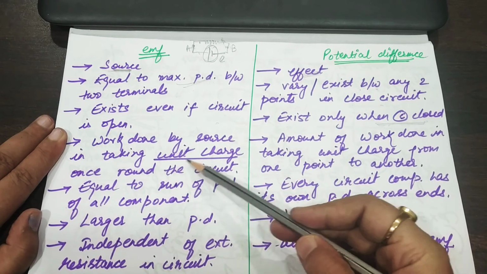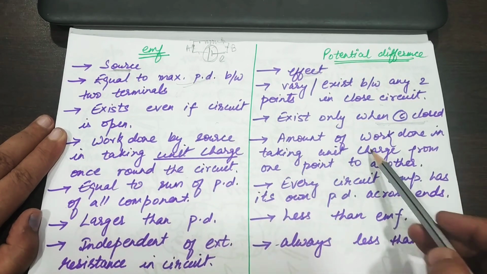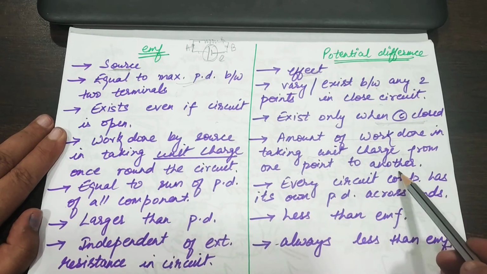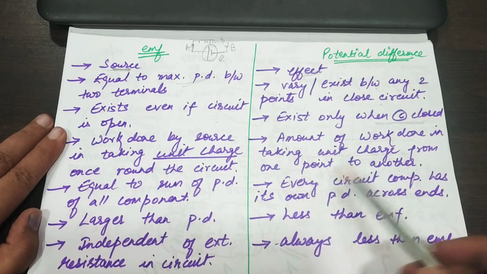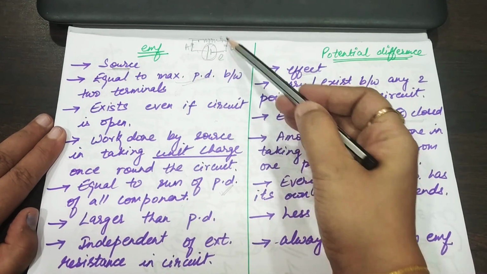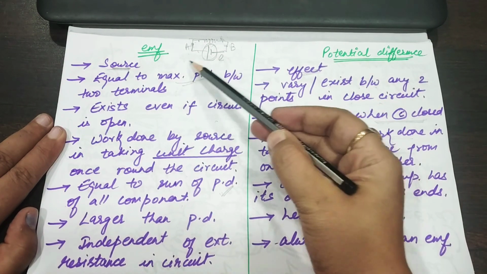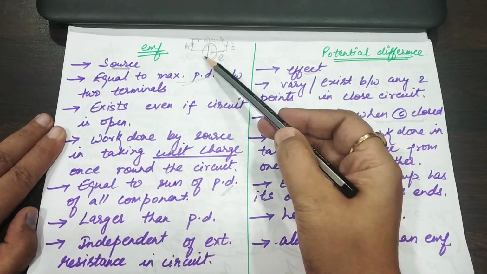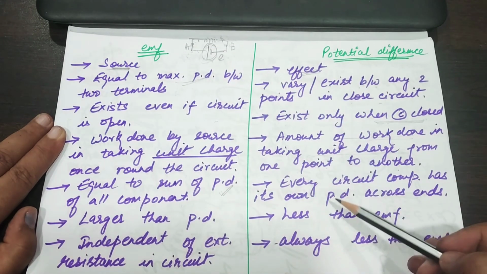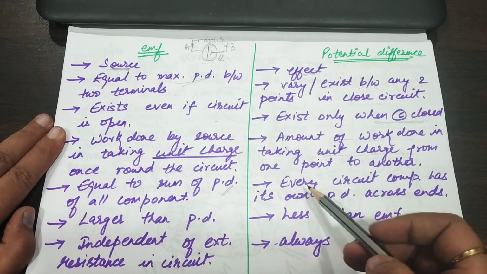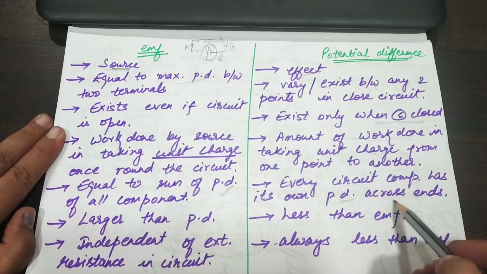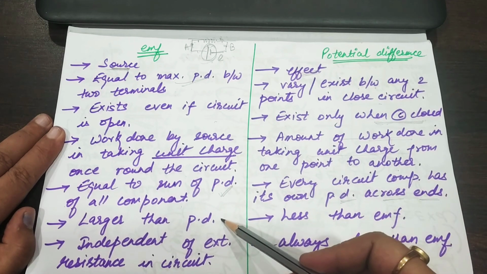It is the work done by the source in moving a unit charge once around the circuit. Potential difference is the amount of work done in taking a unit charge from one point to another, because potential difference is measured between two points. EMF is equal to the sum of the potential differences of all the components. Say you have four components in the circuit, right? If you add the potentials of all of them, that is given by the source. The addition of all of them cannot be more than the EMF of the cell. Every circuit component will have its own potential difference across its ends.